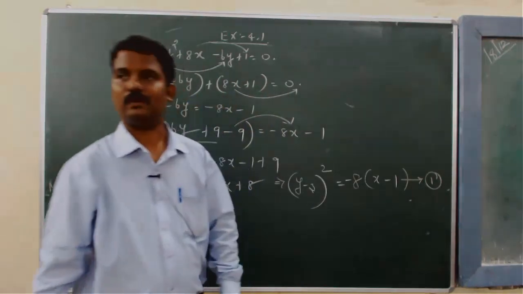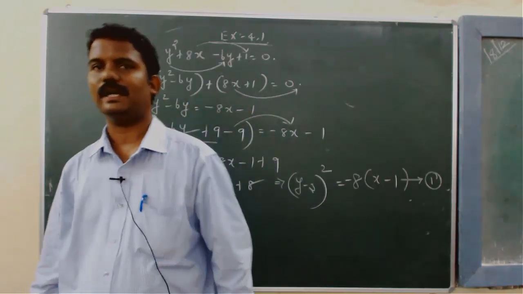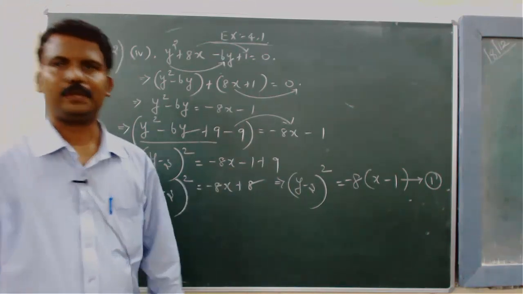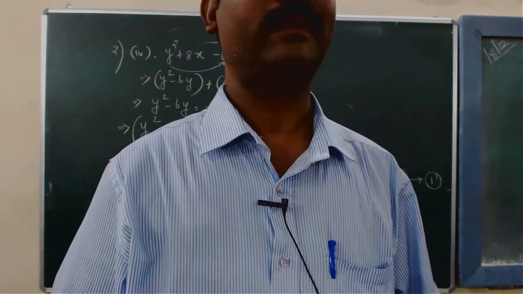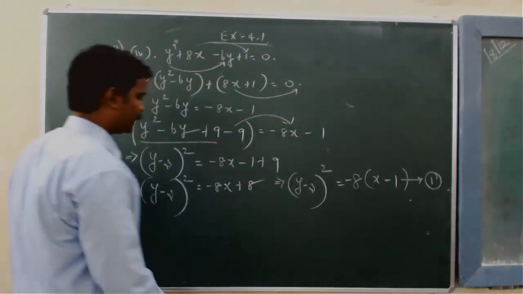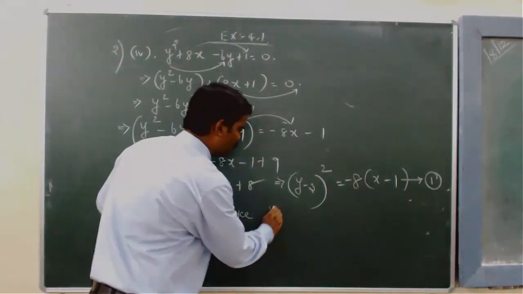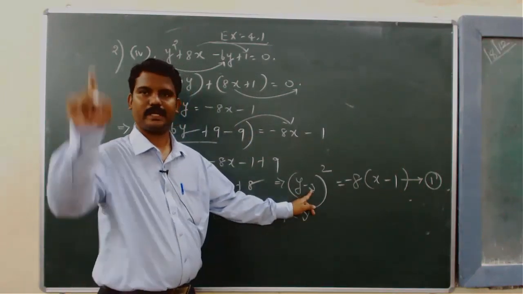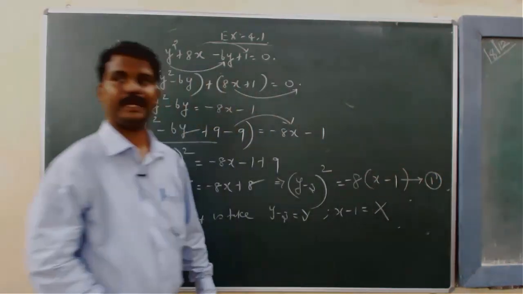Now call this equation number 1. Now equation 1 is not in the standard form. Write it down. Equation 1 is not in the standard form. In order to bring it in the standard form, let us take y minus 3 as capital Y. Now see here, we are going to assume y minus 3 as capital Y and x minus 1 as capital X. Assume it like that.